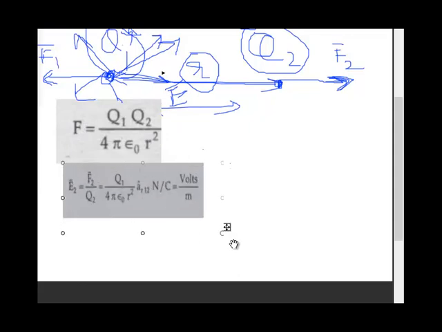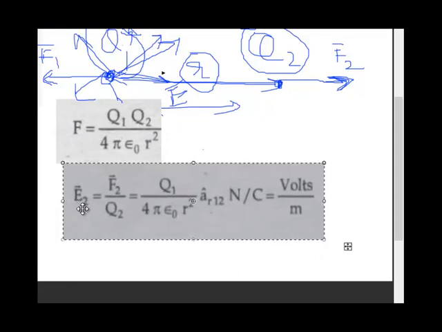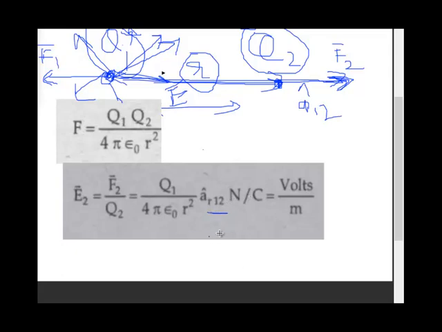So electromagnetic field is given by this formula. E2 is the electromagnetic field present at point Q2 due to charge Q1. So E2 equals Q1 upon 4 pi epsilon naught into R square into the direction. The direction of electromagnetic field, if it is coming here from point Q1, will be in the direction of F2, which means it will have direction A cap 12, which is written here. The unit of electromagnetic field is volt per meter, V by M.